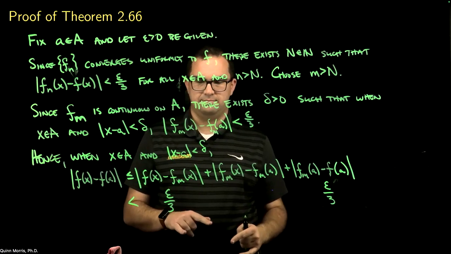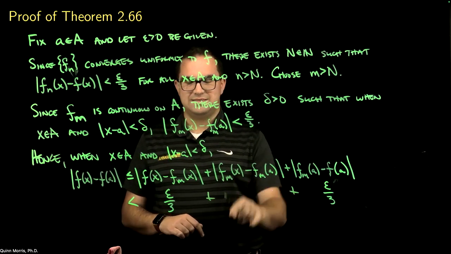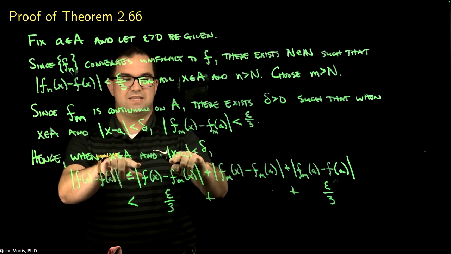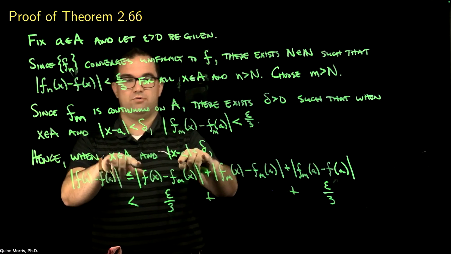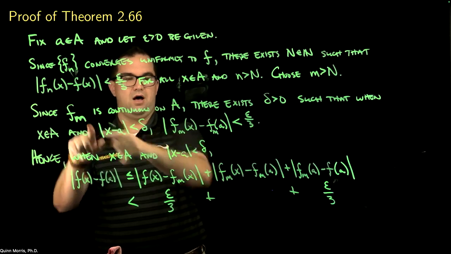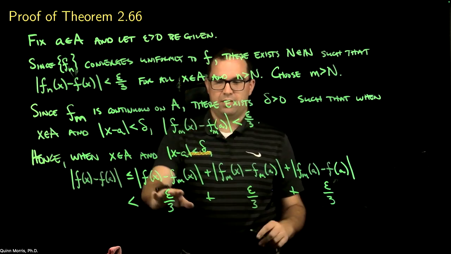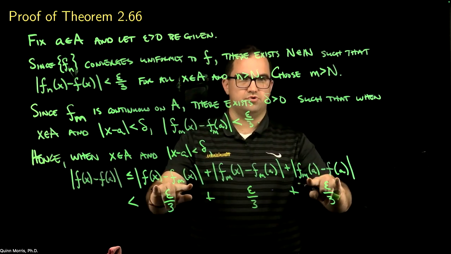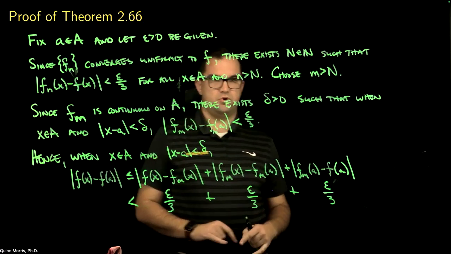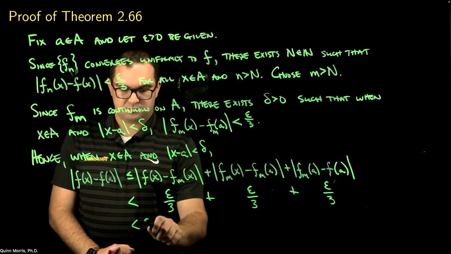So we chose our function f sub m, we chose our m, so that these would both be strictly less than epsilon over 3. Now this middle term, why is it less than epsilon over 3? It's less than epsilon over 3 because x is in A and |x minus a| is less than delta. And we chose our delta that way using the continuity of f sub m. Okay. So again, just like our game plan, these two are controlled by the uniform convergence. This is controlled by the continuity of f sub m.